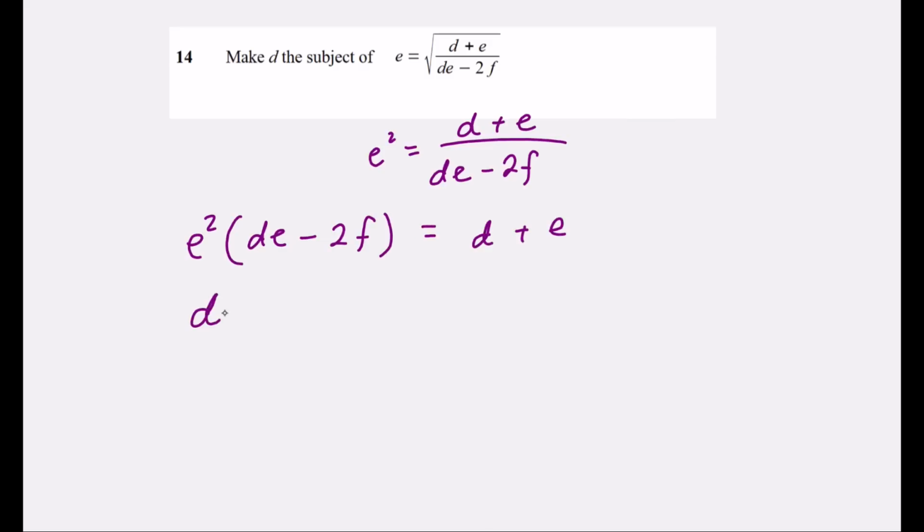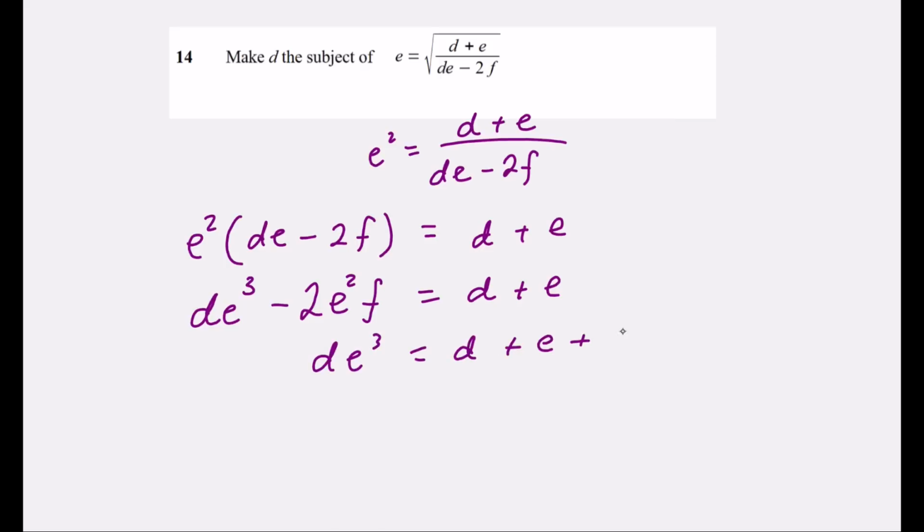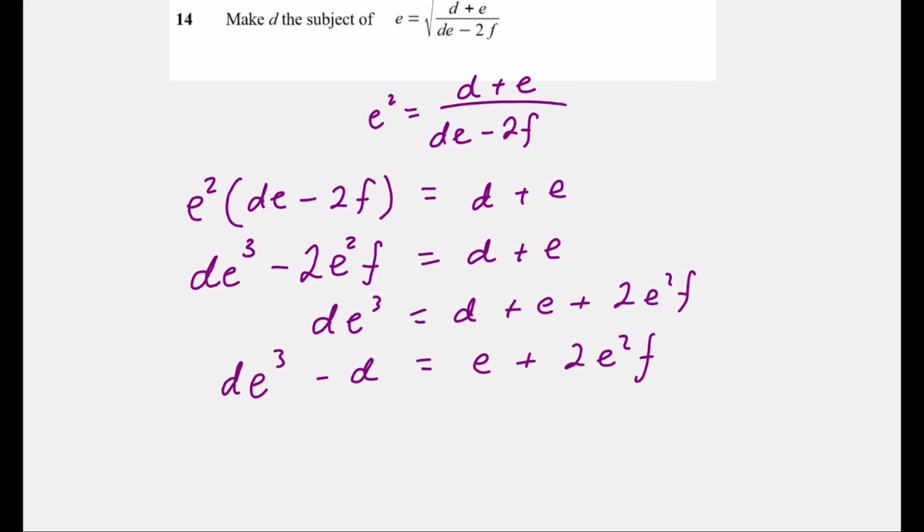Expand the brackets. DE cubed minus 2E squared F, just writing them in alphabetical order, equals D plus E. So I've got two D terms. I want them on the same side, and I want everything else on the other side. So I'll plus 2E squared F to both sides, and take away D from both sides. Now I've got my two D terms on the same side. I don't want two D terms. I want to make them one.